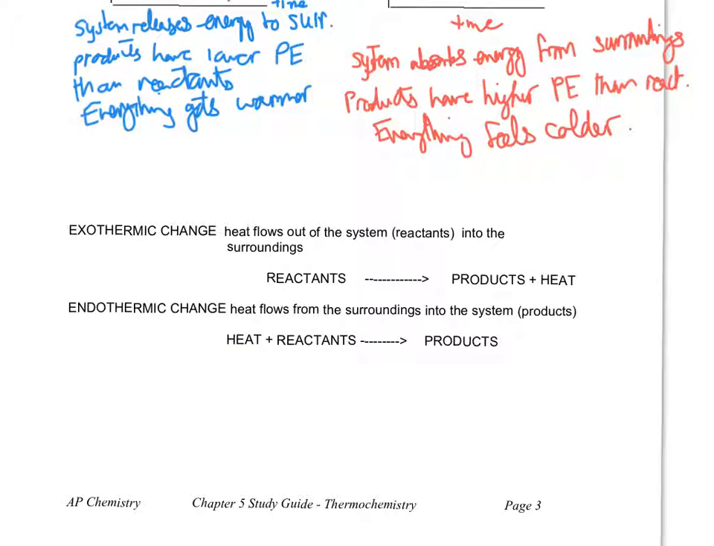And here is a summary of what we just talked about. So for exothermic reactions, the heat flows out of the system into the surroundings. Everything gets hotter. We write the reactants on one side, the products on the other side, and since the system is releasing the energy, it's losing the energy, it's producing the energy, so we think of the heat as a product. And remember, the delta H in this case is negative.